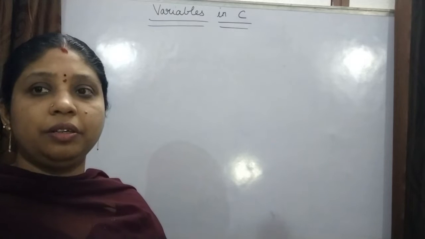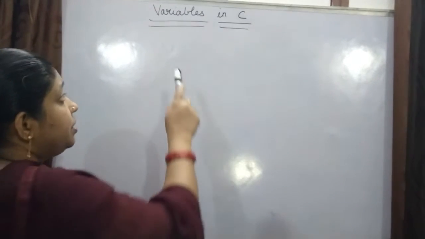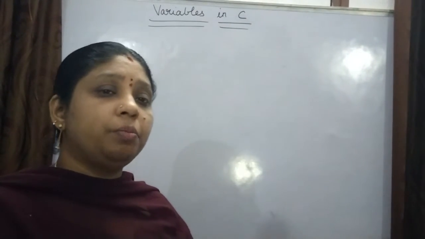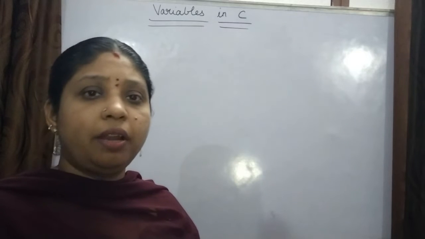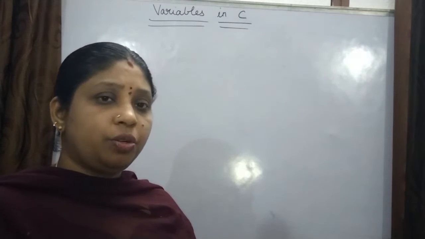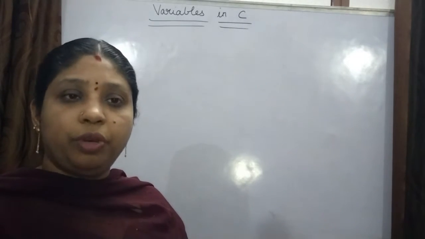This is Ruchi here. In this video I am going to explain about the variables in C language. Last class we have completed about the \n and \t, that is new line character and horizontal tab. Now in this video we are going to discuss about the variables.